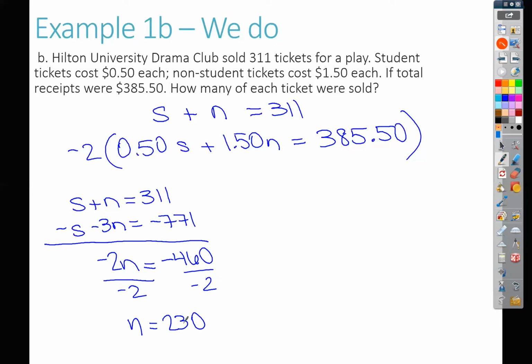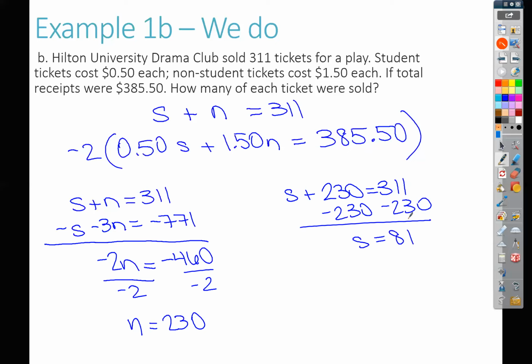So now I want to plug that in right here to solve for s. So I get s plus n equals 311. So s plus 230 equals 311. If I subtract 230 from both sides, I get s equals 81. So that tells me that there are 81 student tickets and 230 non-student tickets sold.